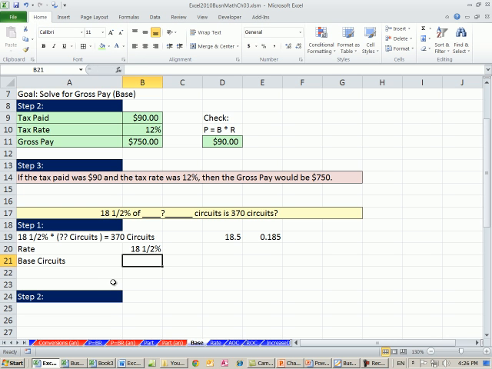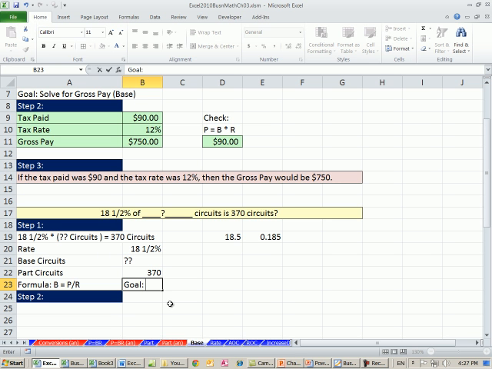So our rate, our circuits, this is, I'm going to say, base circuits. And we don't know. And then we have our part. And we know that part, that is 370. All right, I'm going to do my formula. And that's going to be, oh yeah, base equals part divided by rate. And then I'm going to put my goal over here because I ran out of room. So goal.